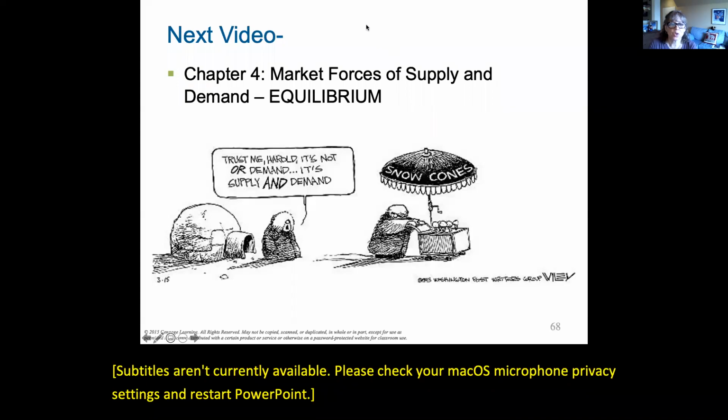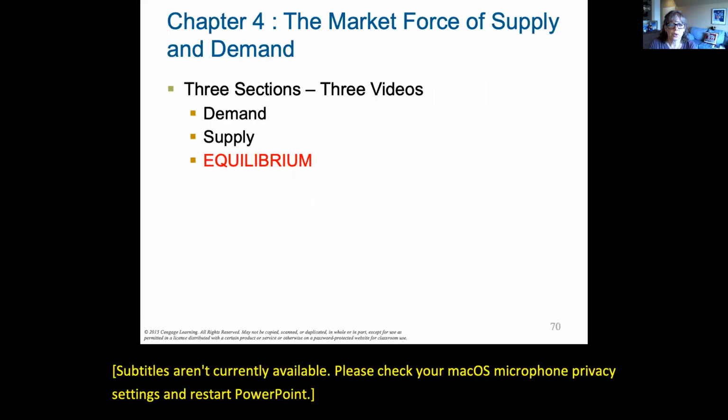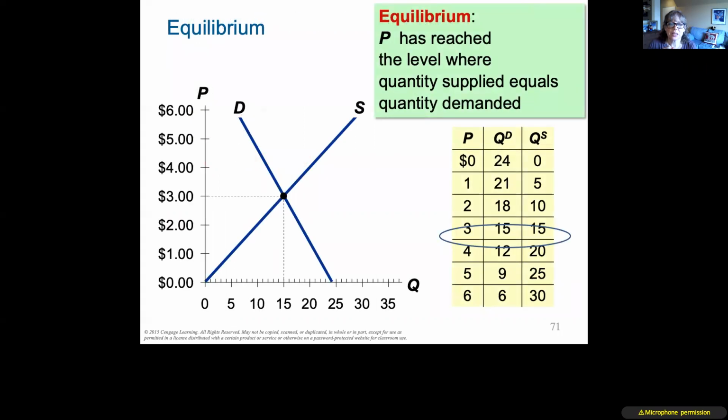Hi class. As I promised, we had video 1, video 2, now we're at video 3, and this is all about equilibrium. We're still in chapter 4, still talking about the market forces of supply and demand. Video 1 was about demand, video 2 was about supply, and now we're going to put the two together and get the equilibrium.